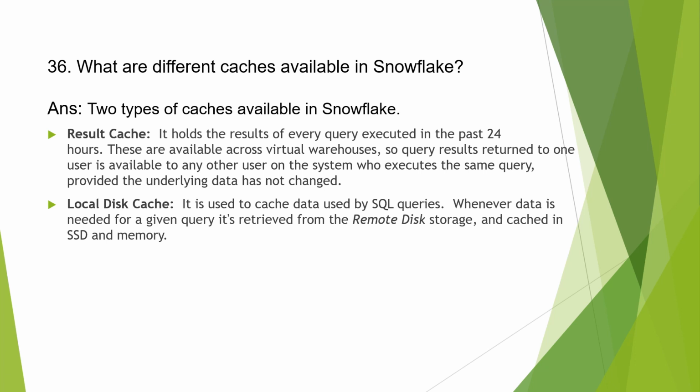There is one more good thing with the local disk cache. Suppose I am running a query like select star from employee table, and I have a million rows. Whenever I run that query, all the million records will be stored in the SSD or memory, that means the local disk cache. Whenever I try to retrieve a subset of the data, for example select star from employee where department equals 10, that is a subset of the employee table data. Even though the query is different, for the result cache the query should be the same, but for the local disk cache, even though the query is different, the data is the same and is already available in the local disk cache.